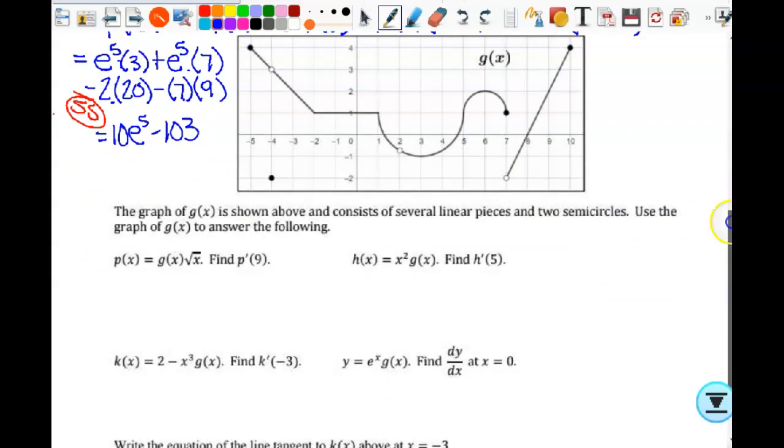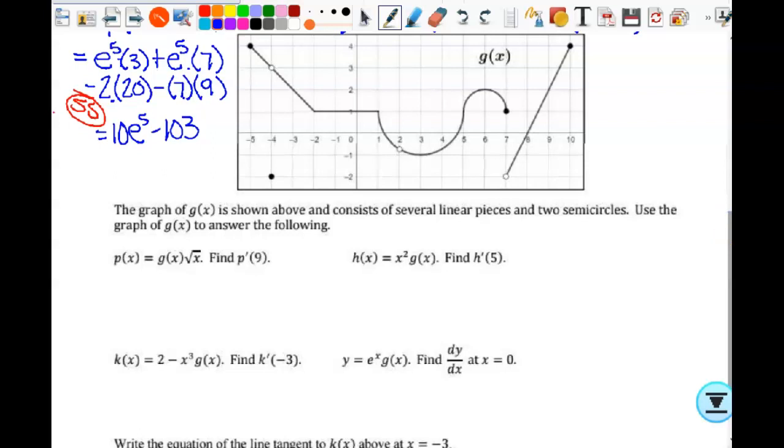You always want to read, I know it's shocking, but you want to actually read the things that are written there for you. So we have the graph of g of x. It's important to know if we have g or g prime or g double prime. And it says linear pieces and semicircles, so they're not parabolas or anything. They're circles, which means we know things about the radius and whatnot. Use the graph to answer the following.